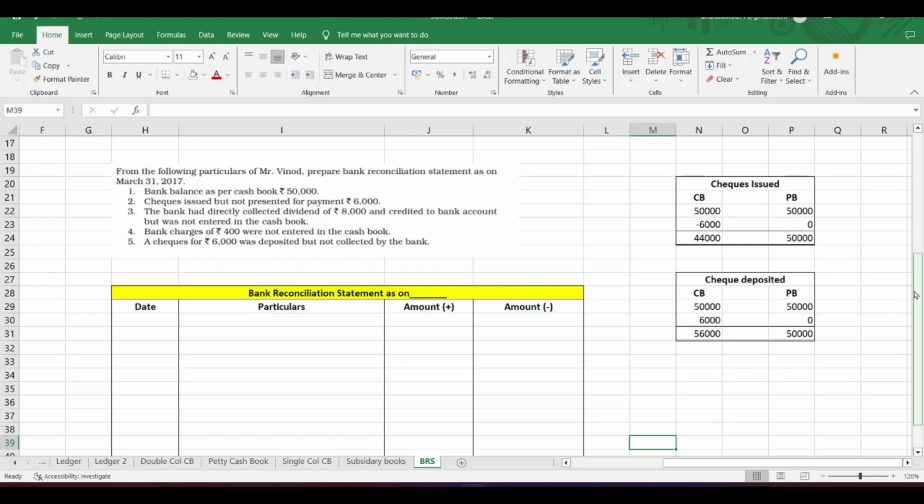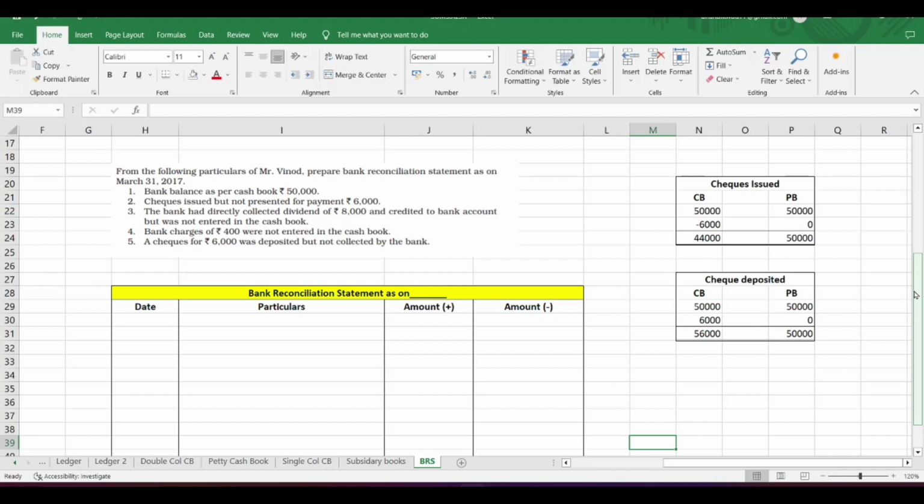So here we have a small problem. We will read out the question and prepare a bank reconciliation statement and tally the balances of both cash book and passbook. So let us read out the question first. From the following particulars of Mr. Vinod, prepare bank reconciliation statement as on March 31st, 2017. First, bank balance as per cash book 50,000.